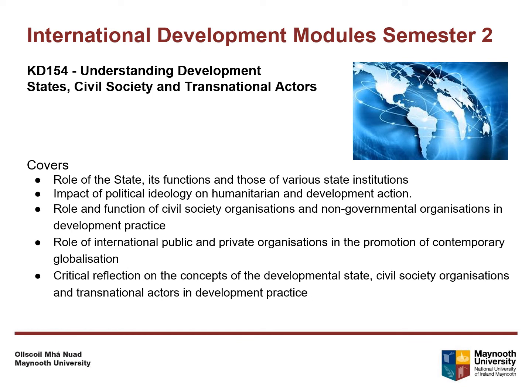KD 154, Understanding Development, State, Civil Society and Transnational Actors, aims to provide students with an understanding of the nature and role of the relationship between these three bodies, state, civil society and transnational stakeholders. As you'll see from the outline, as well as looking at how a state is defined and what its functions are, you'll also learn about the role that ideologies play in shaping policy and action, and the phenomena of globalization itself, and what form it has taken and who promoted it.